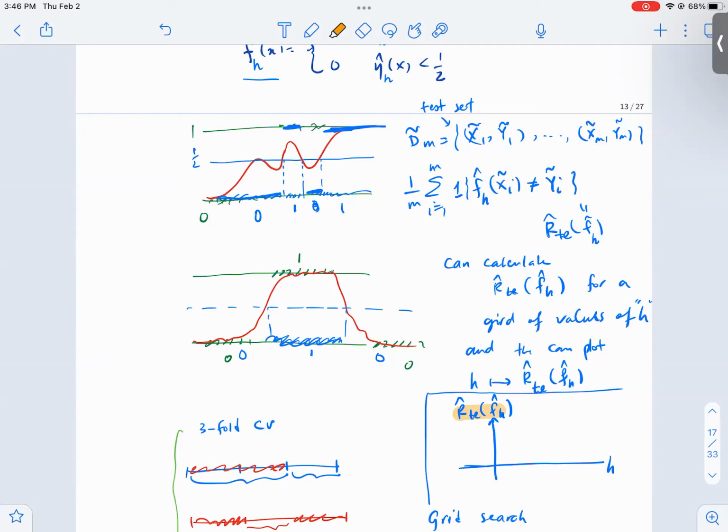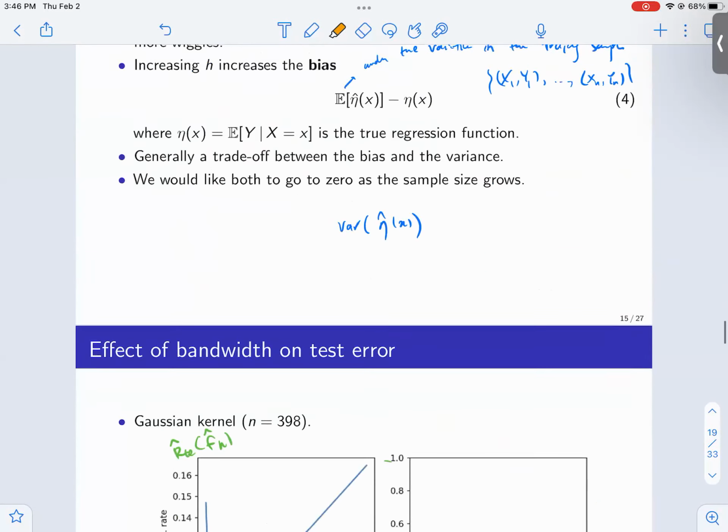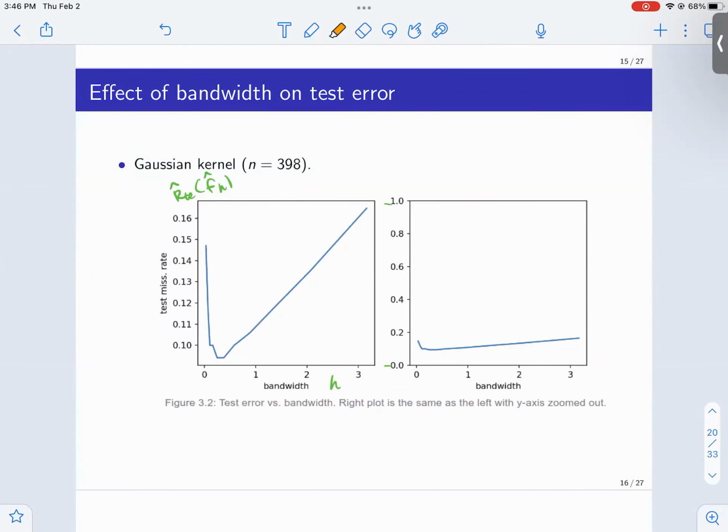and you get this test error of f hat h, and you plot it as a function of h. You actually don't need to plot it, but it's good to plot it, and you get something like that. And you see, for example, there is a dip here. So this would be a sort of optimal choice of the bandwidth. Too large or too small increases your classification error, but this is a good choice. And because it's sort of flat, it varies very slowly. It tells you that it's not as sensitive to bandwidth as the regression function suggests.